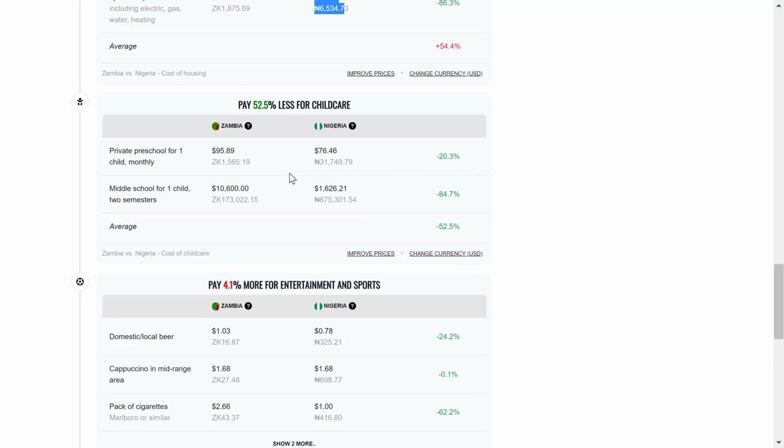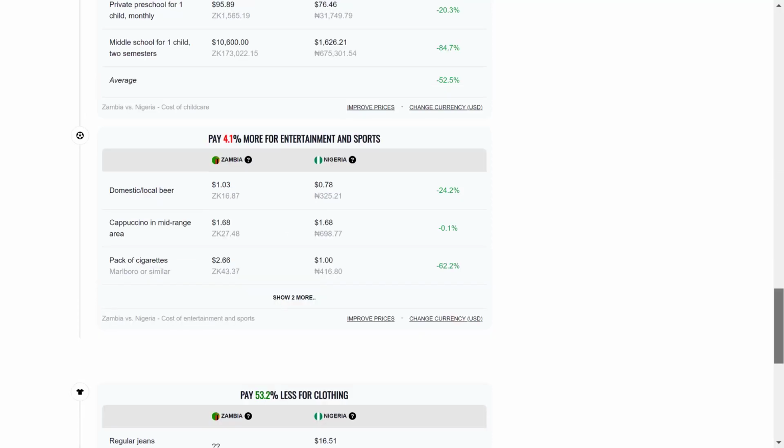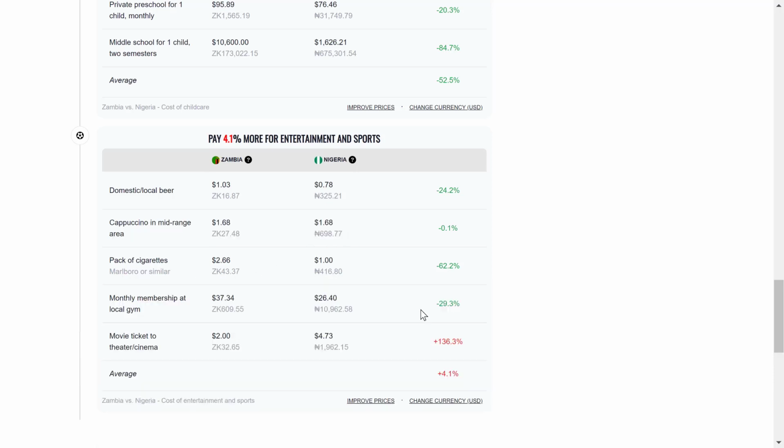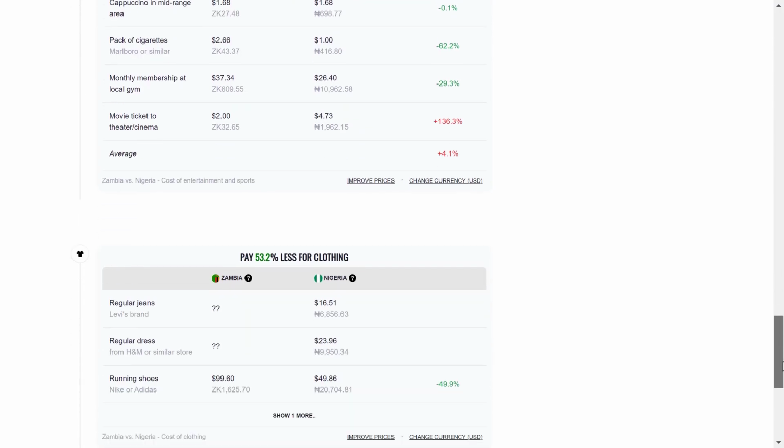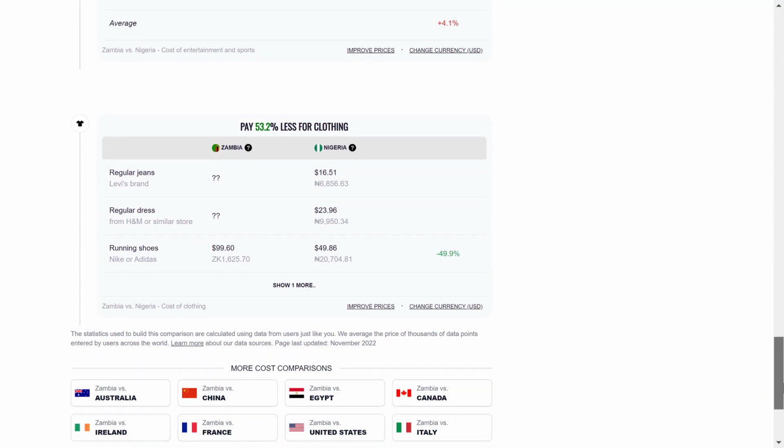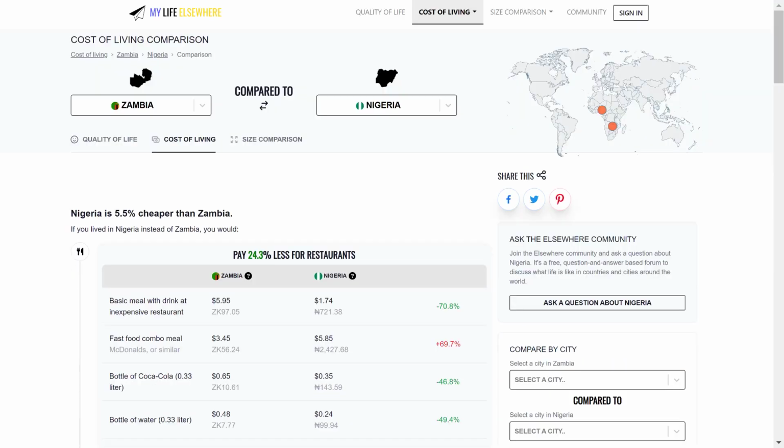So then even here, the issues of education, it's cheaper to educate your child in Nigeria than in Zambia. And here, entertainment and sports. Okay, cappuccino in mid-range area is about the same. A packet of cigarettes is cheaper in Nigeria. Gym membership is cheaper. Movie theaters cost more, but then again, Nigeria does produce more movies than Zambia.